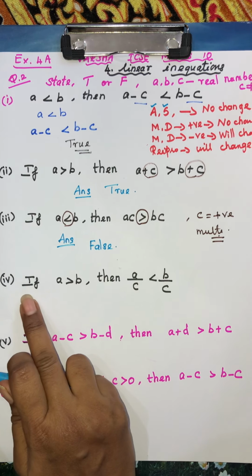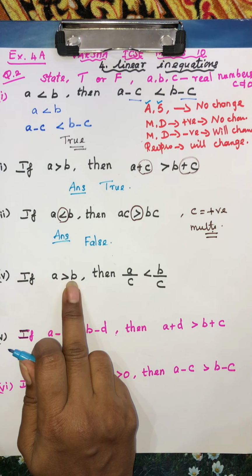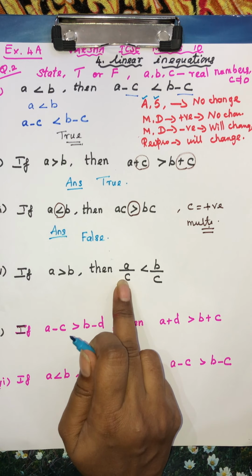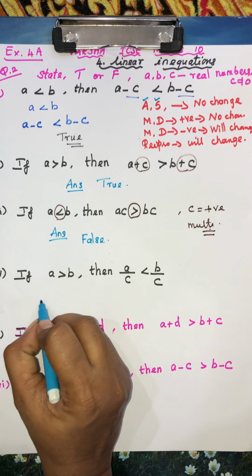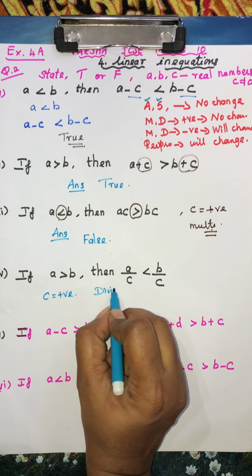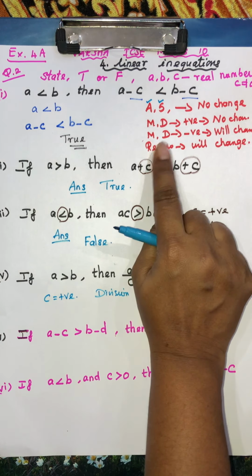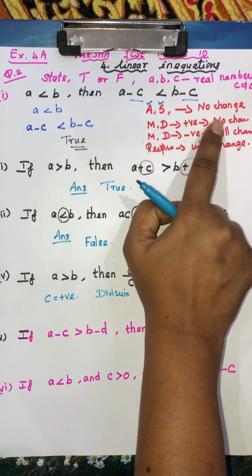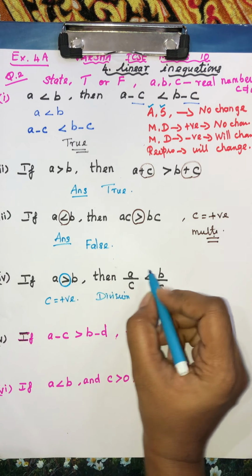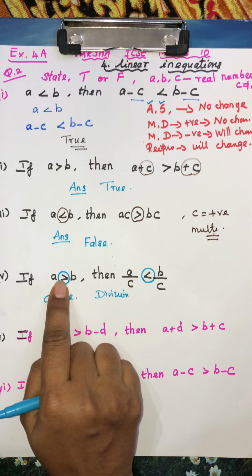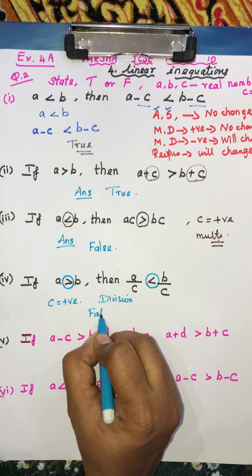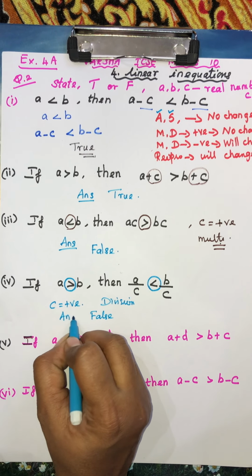Now go to the fourth question. a is greater than b, then a by c is less than b by c. This is division, and c is a positive number. For division with a positive number, there is no change. But it is changed. This is the greater than sign, and this is the less than sign. So the sign is changed. Therefore this is false. The answer is false.